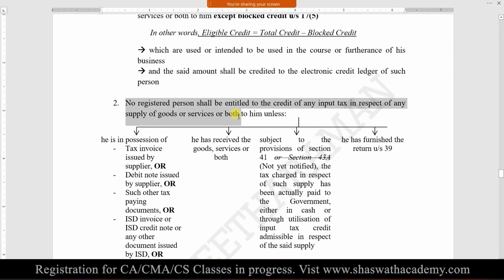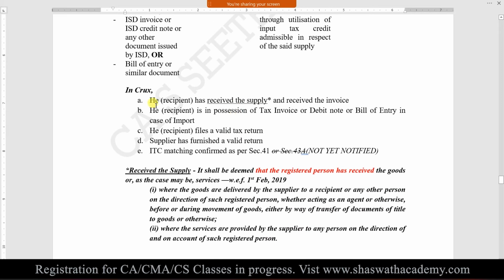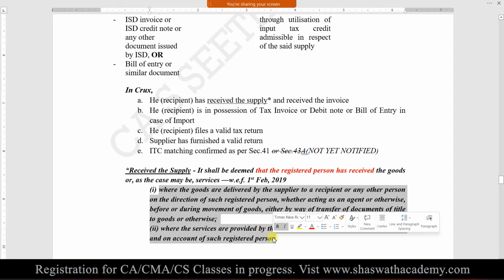So, sir, can I avail the credit straight away upon procurement? No, no. These 5 conditions have to be satisfied. First condition, the recipient should have received the supply and also received the invoice. Sir, what do you mean by received the supply? Does he have to physically receive? No, no. His authorized representative can also receive. For example, Vijay is the recipient of the goods. He instructs the supplier to deliver it to Mahesh, who is a job worker. Sir, goods are not received by Vijay, but as per the instruction given by Vijay, goods are delivered to Mahesh, a job worker. Goods are deemed to be received by Vijay.